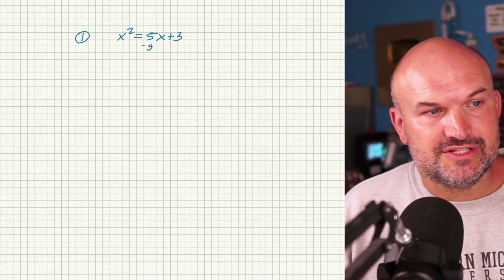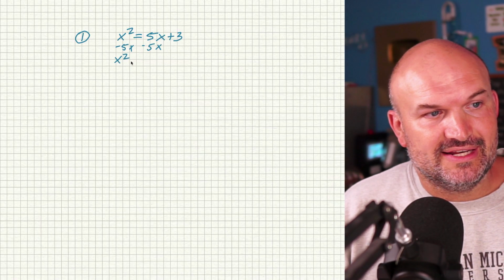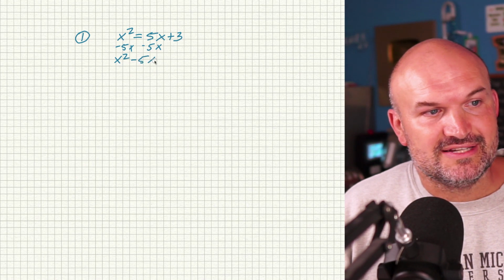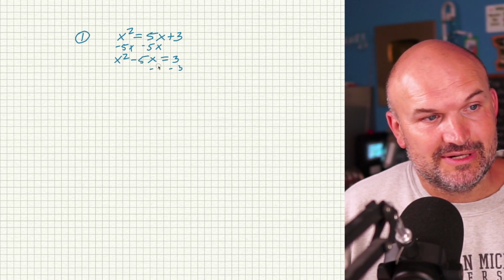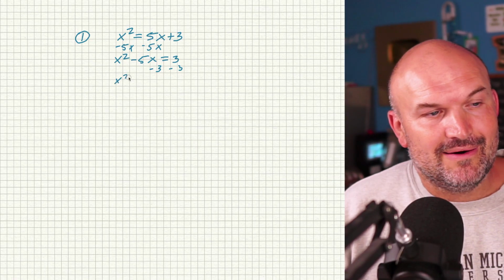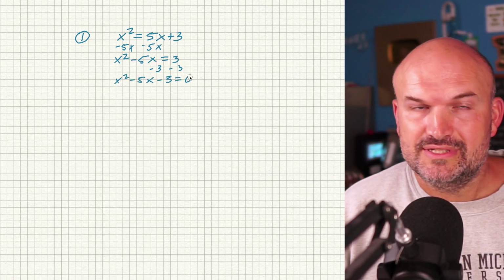So first thing I'll do is just go ahead and subtract a 5x on both sides. So now I get x squared minus 5x is equal to 3. But again, I still need to get rid of that 3. So I'm going to subtract a 3 on both sides. Now I have x squared minus 5x minus 3 is equal to 0.